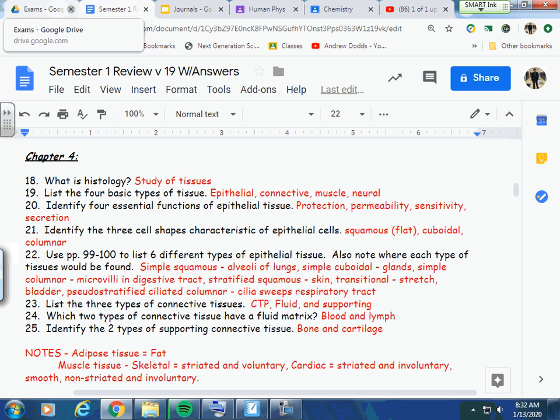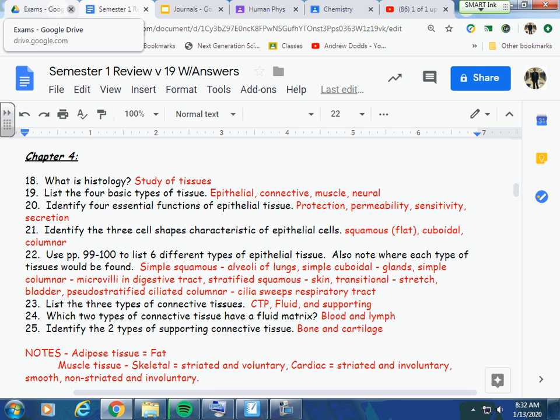Okay, so chapter 4. 18, what is histology? That's the study of tissues, asked in this chapter because this chapter is about tissues. 19, the four basic tissue types are epithelial, connective, muscle, and nervous or neural.